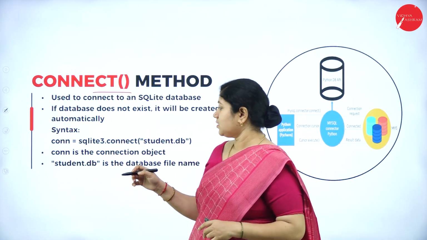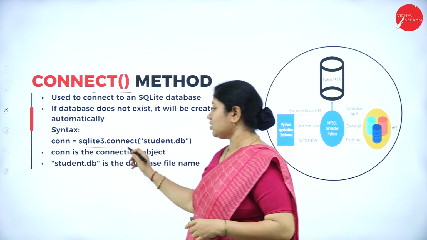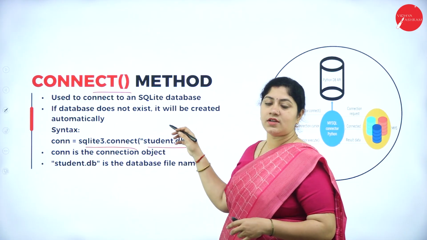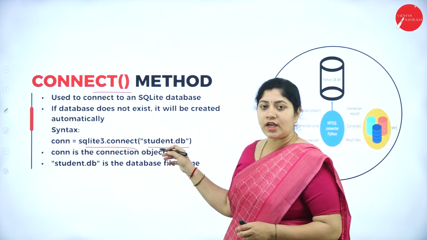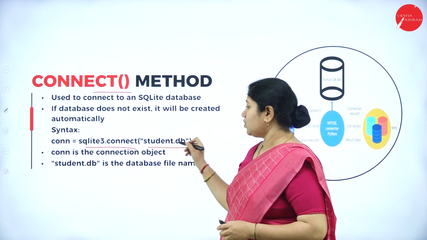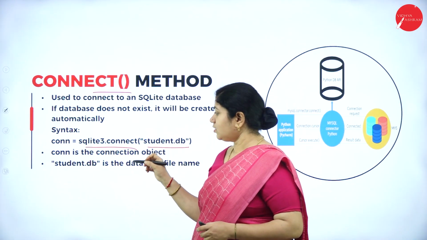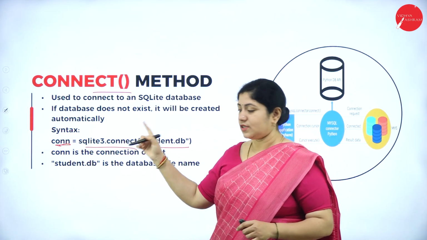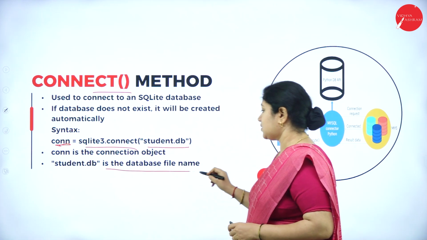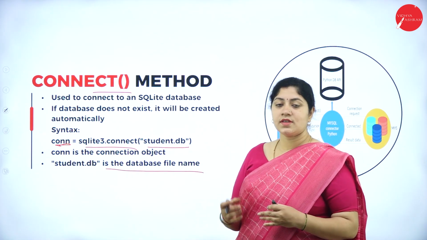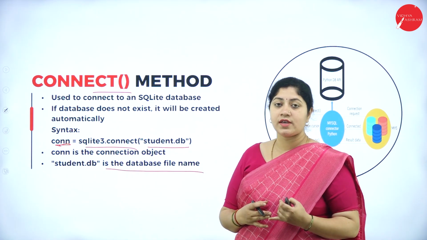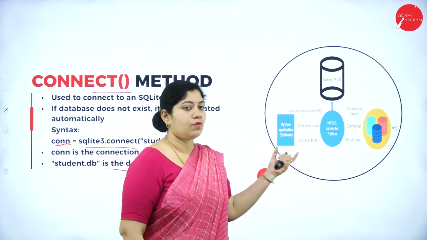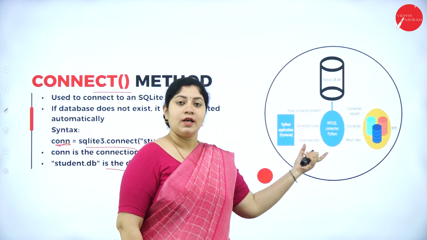All right, let's see the syntax over here. connection equals sqlite3.connect(). So what is the thing that needs to be connected? We have to specify it over here: student.db. And over here we can observe this connection object that is being created. Thus, we can consider student.db as the database file name.